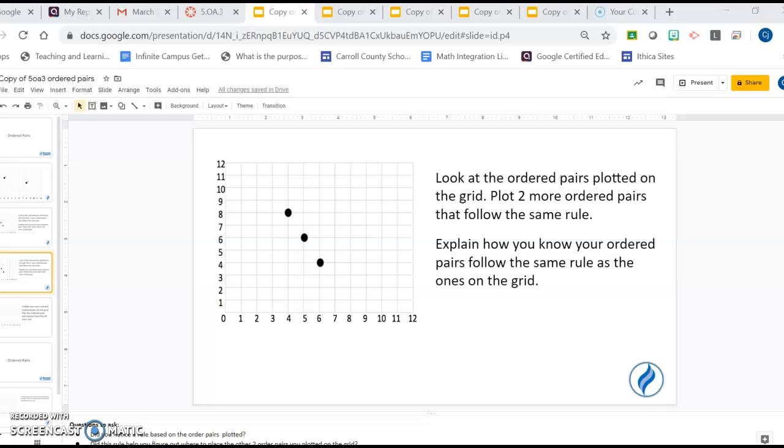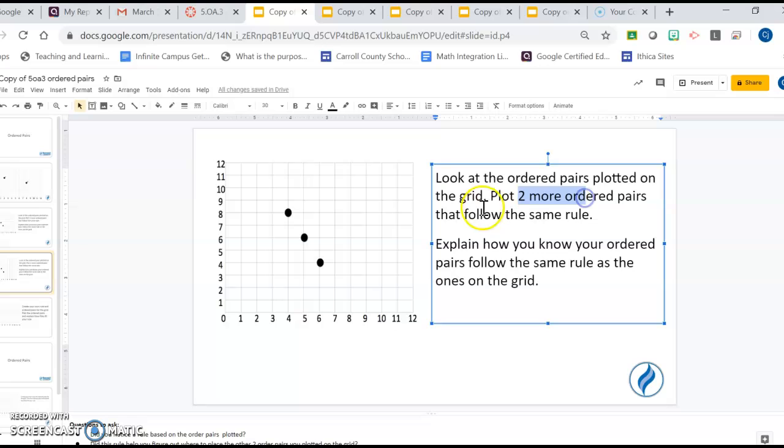What we're going to do is look at this first problem here. It says, look at the ordered pairs plotted on the grid. Plot two more ordered pairs that follow the same rule. Explain how you know your ordered pairs follow the same rule as the ones on the grid.